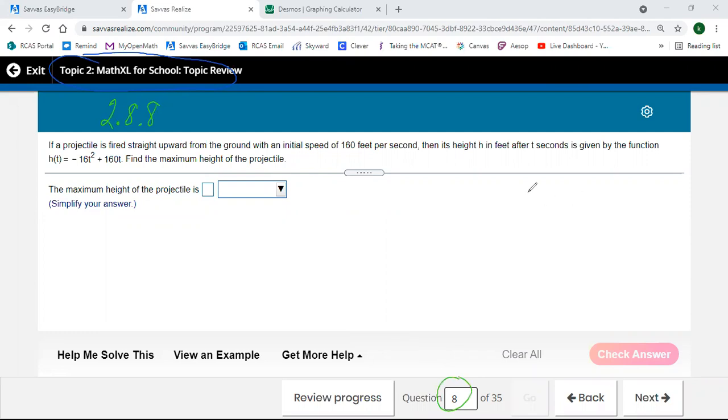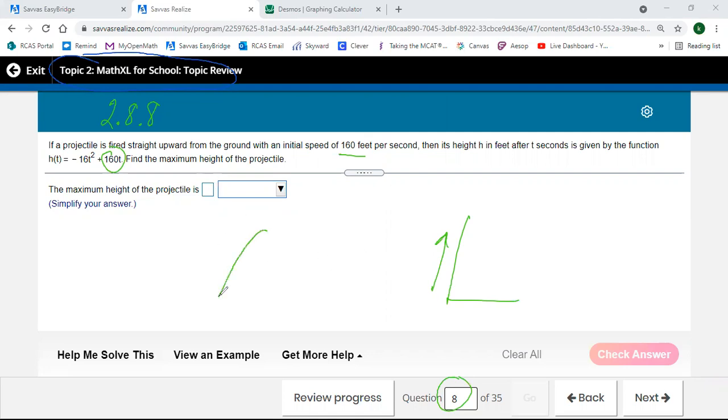One we're doing now is a projectile is fired straight upward from the ground. So it's going to go up. And with an initial speed of 160, that's the velocity that goes in front of your linear term in terms of how the formula works. Then its height h in feet after t seconds is given by that function. And so what it's asking here, what's the maximum height?